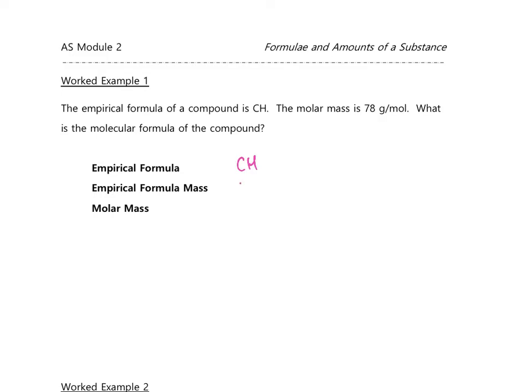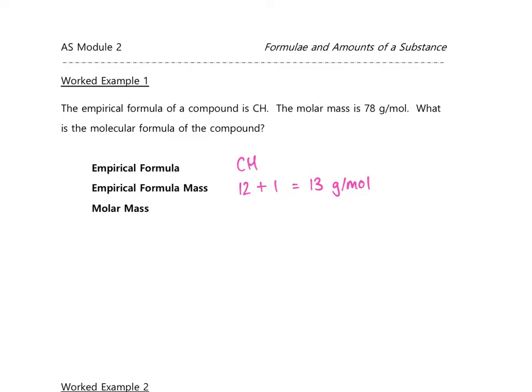So we have 1 carbon, which is 12, plus 1 hydrogen, which is 1. That gives me an empirical formula mass of 13, so that would essentially be 13 grams per mole. That's the unit for molar mass. Essentially, it's the RFM in grams per mole, because that's what RFM is.